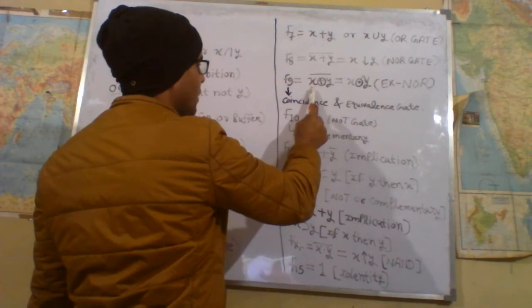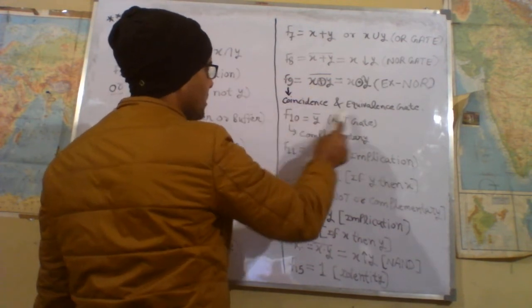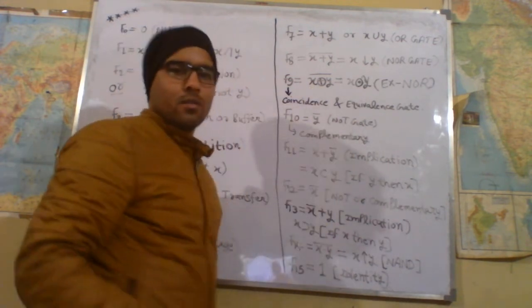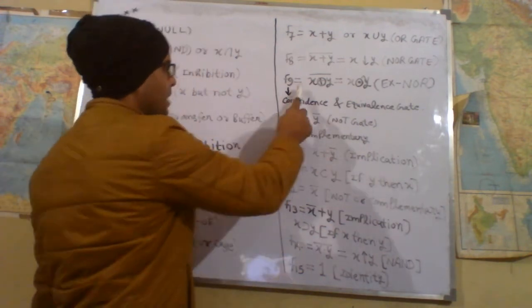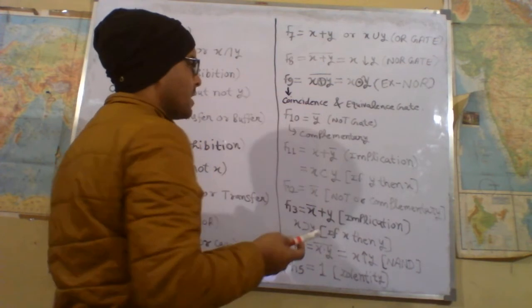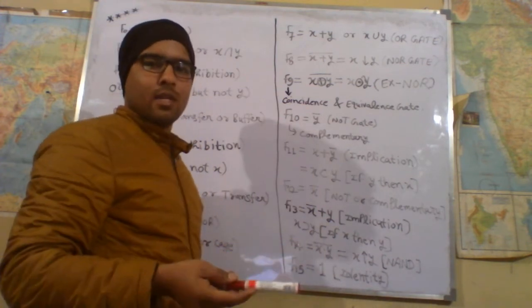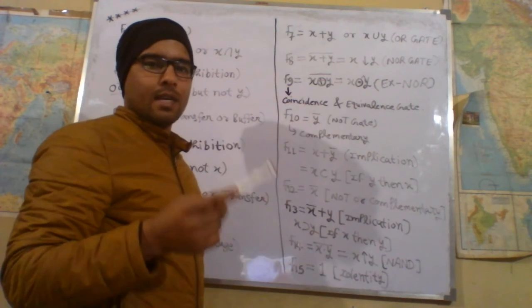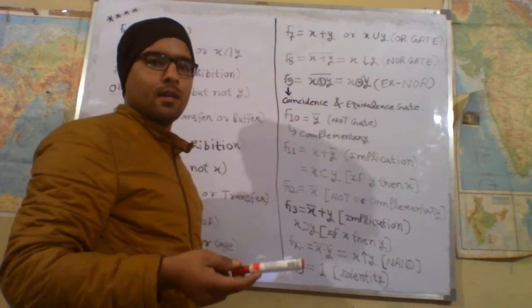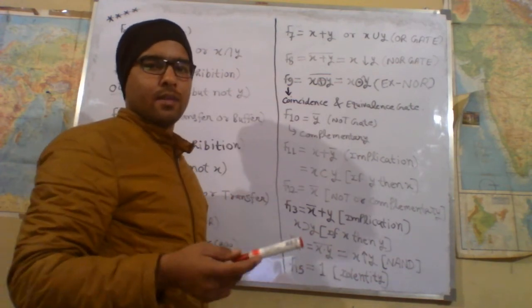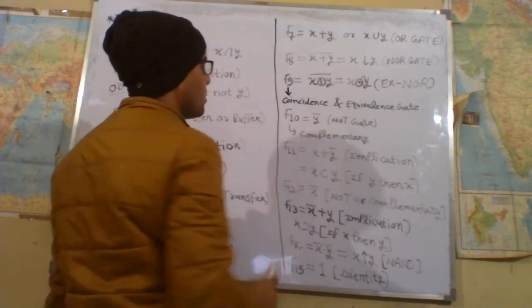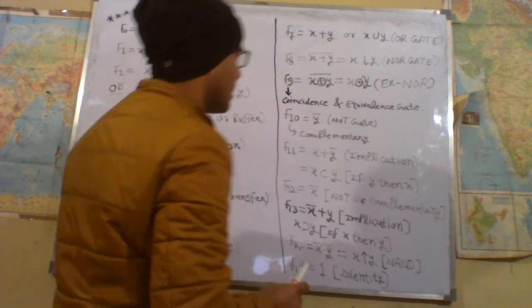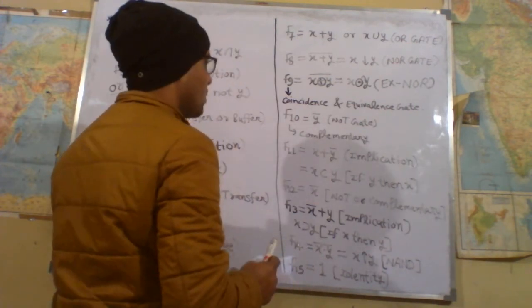XNOR is the complement of XOR gate. Next is coincidence and equivalence gate. What is the meaning of coincidence and equivalence gate? If both the inputs are same, then it gives unity output, and if both the inputs are different, then it has output 0. That's why it is called equivalence or coincidence gate, because it produces unity output when both the inputs are equal or coincide.